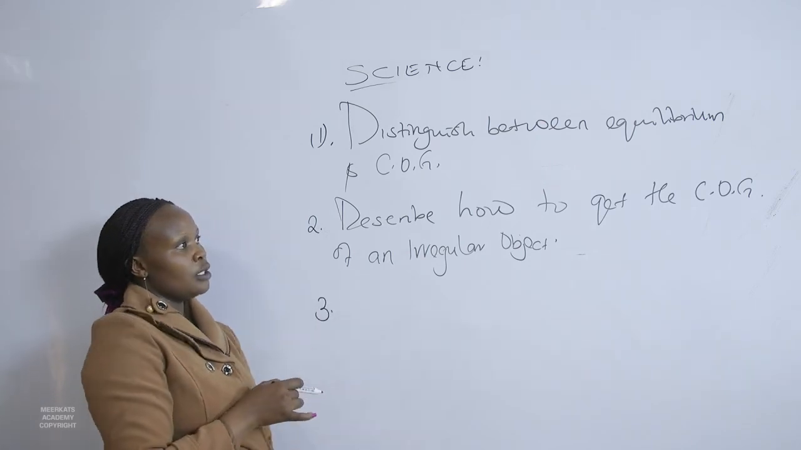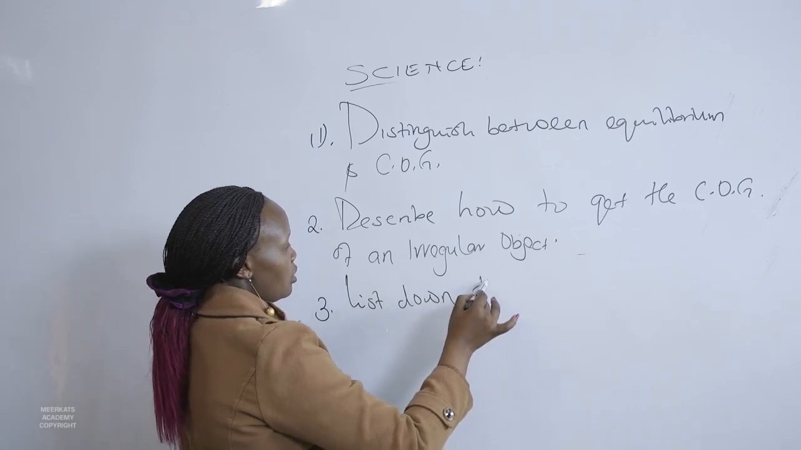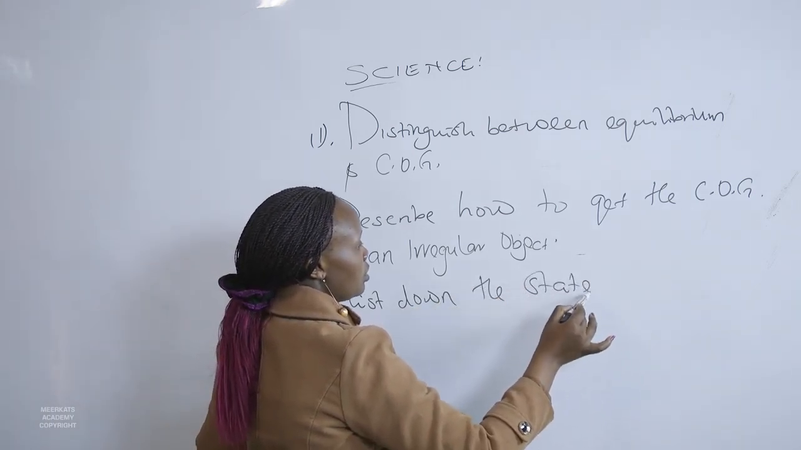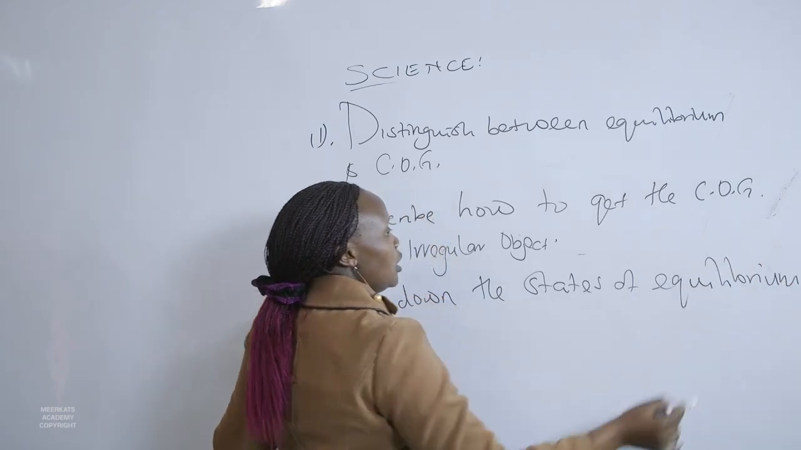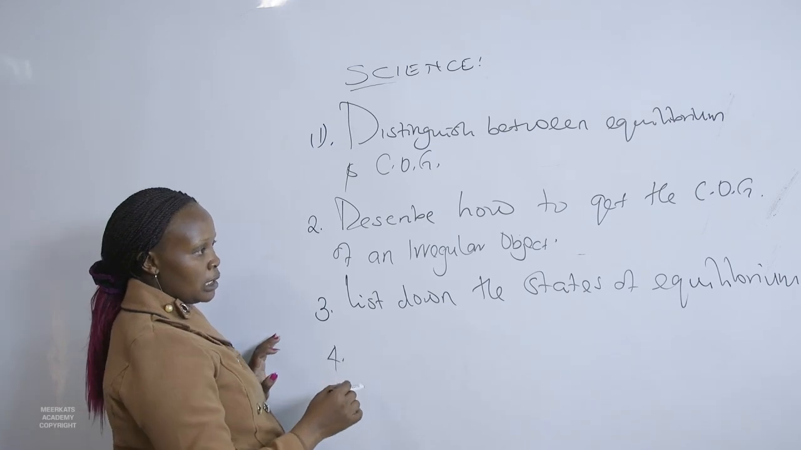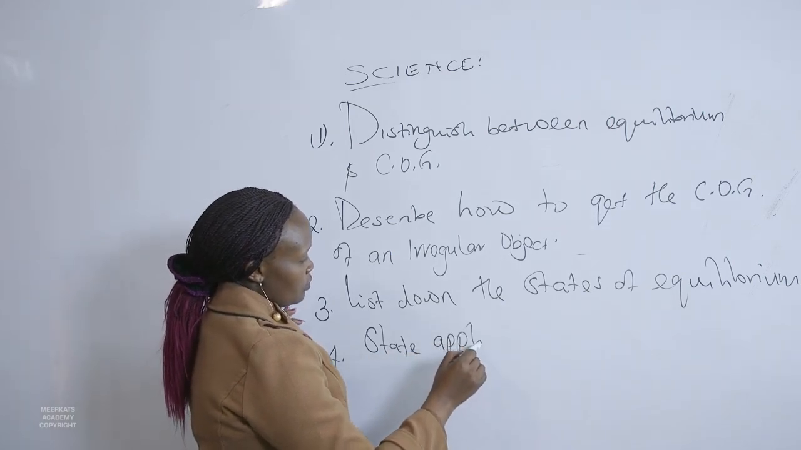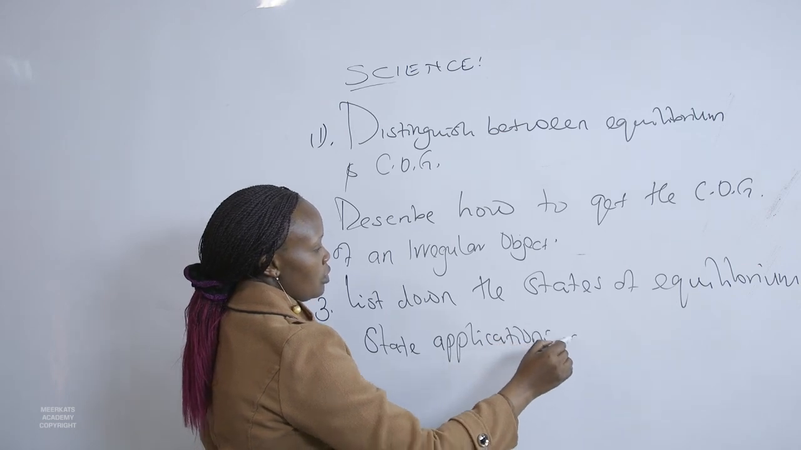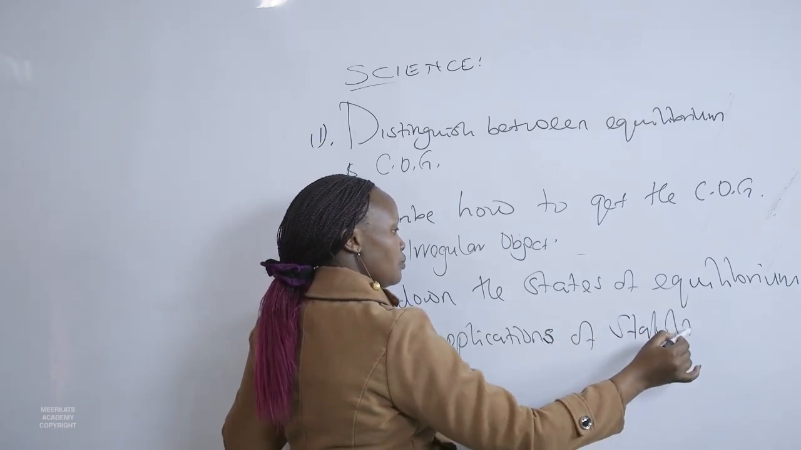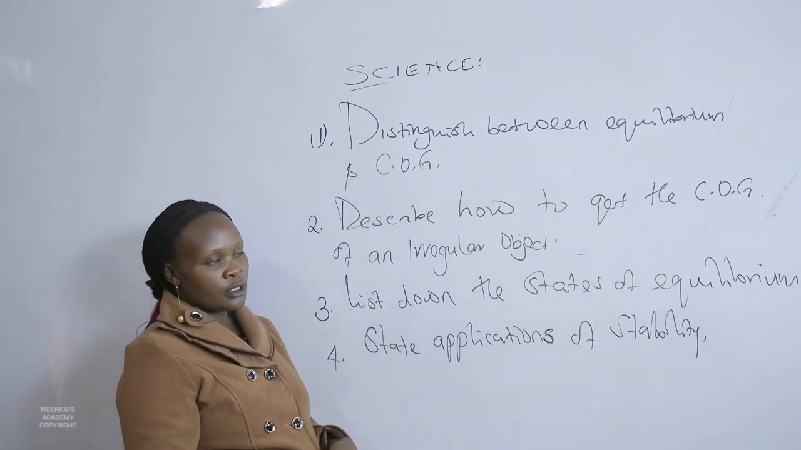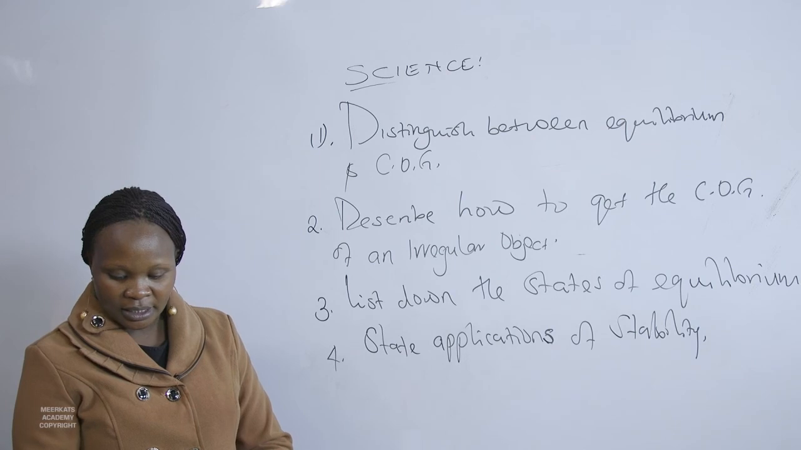Number 3, you can look at the states of equilibrium, and finally you can state the applications of stability. So that's about all on equilibrium and center of gravity.